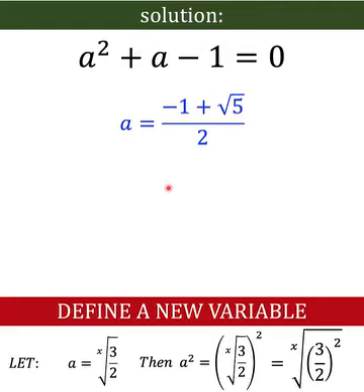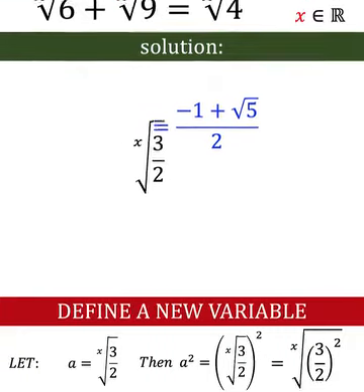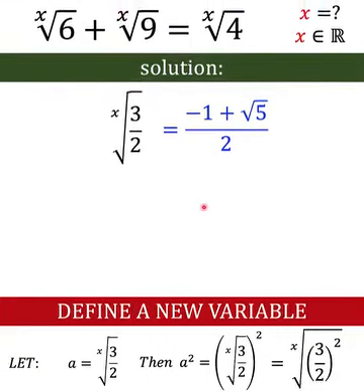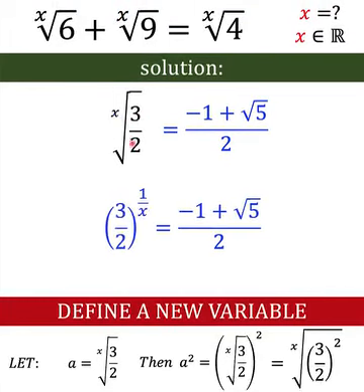Then let's recall that our a is equal to the x root of 3 halves. So these two quantities are equal to equal quantities. Then these two right sides must be equal. And we now have this equation. We want to solve for x. Let's write this in fractional exponent. We copy the base. The x root is equivalent to fractional exponent 1 over x, and we just copy the right side of the equation.